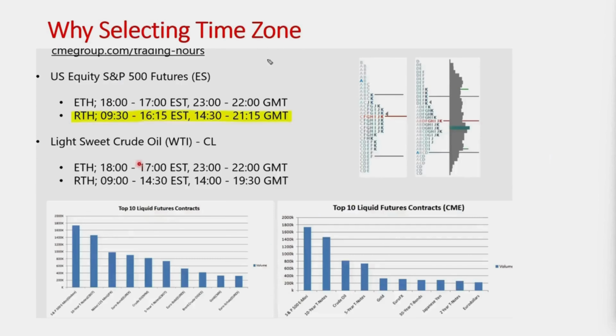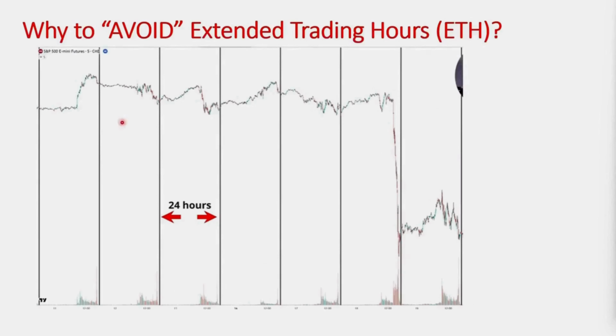Now, when we look at the time frames, I focus on regular trading hours rather than extended trading hours, which is 9:30 to 4:15 US time and 2:30 to 9:15 UK time, New York session. During the regular trading session, approximately 80% of the volume is traded, whereas only about 20% occurs during extended hours. This concentration of volume in the regular trading session means better liquidity, tighter spreads, which is crucial for intraday trading.